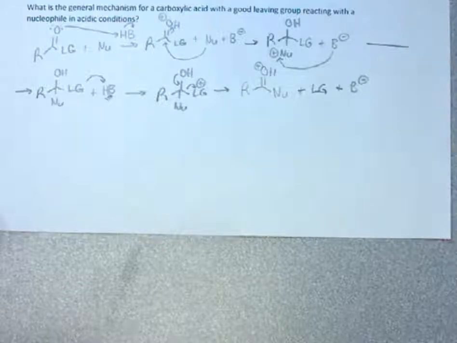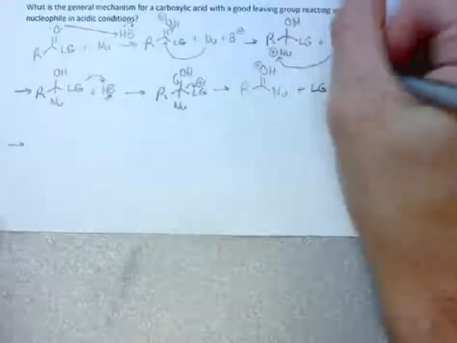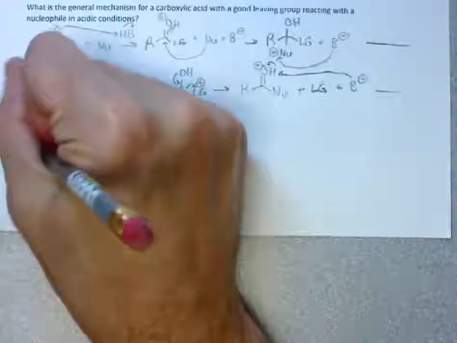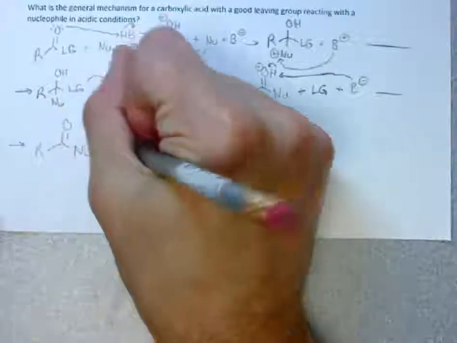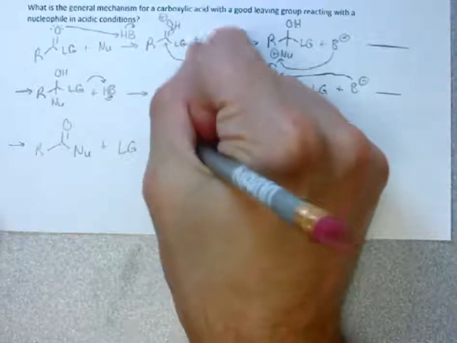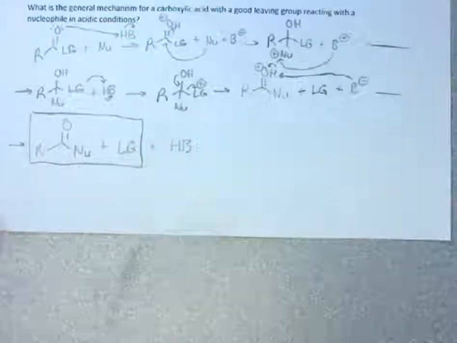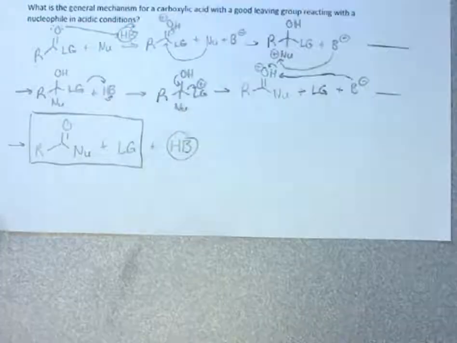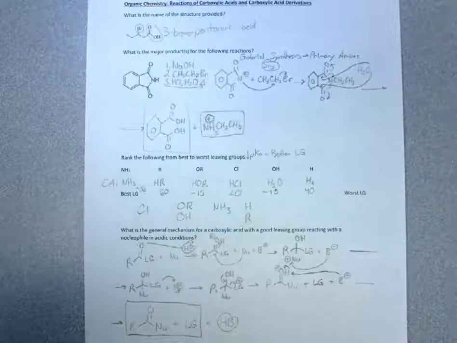And for the final step, we will regenerate our acid catalyst. Notice how we started and ended with our acid. That concludes the video on carboxylic acids and their derivatives.